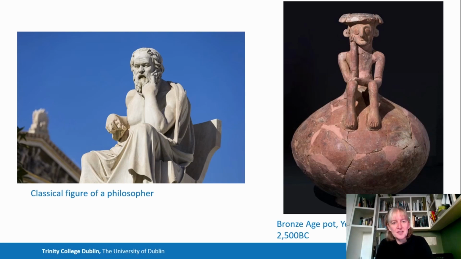And here just a couple of examples. One, a figure that's often interpreted as Socrates, another a Bronze Age pot going right back to 2500 BC. And it's through the discipline of art history that we begin to learn how to read these images.